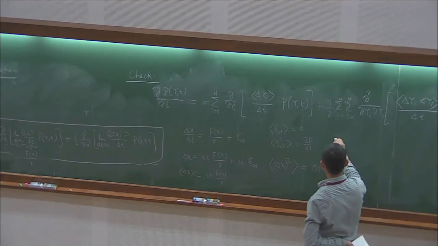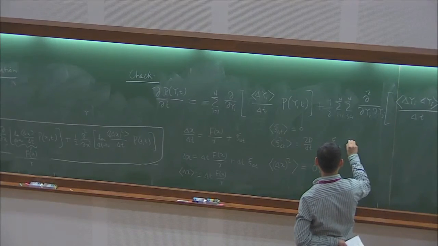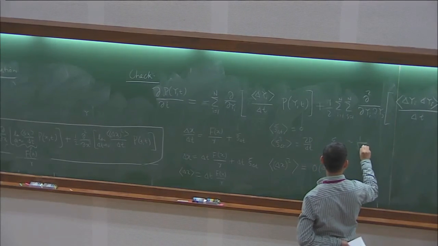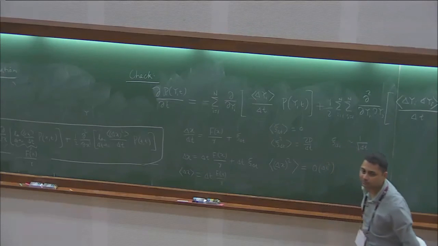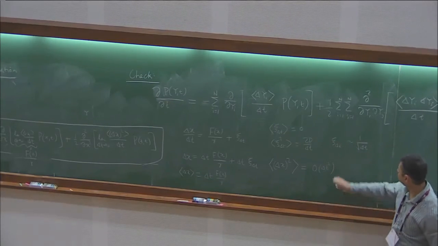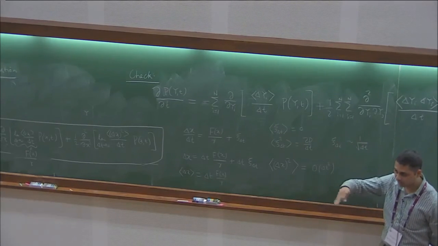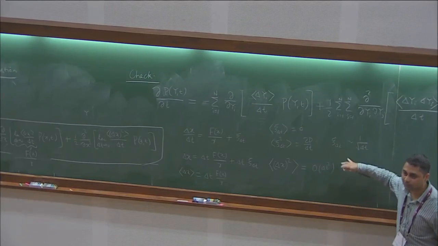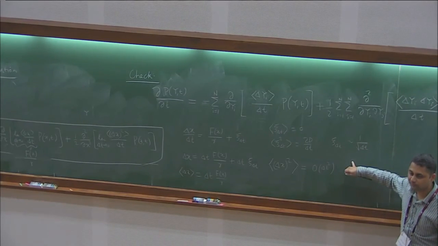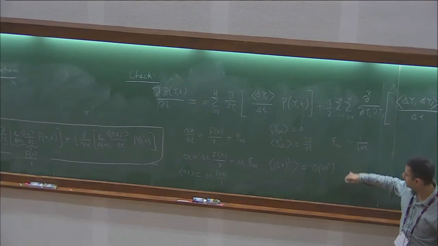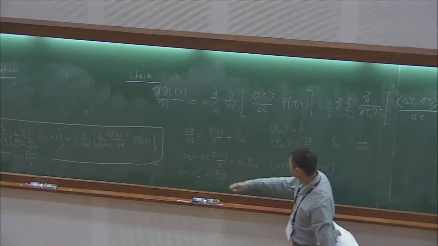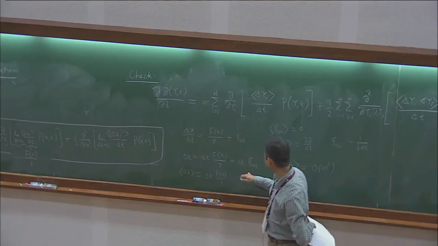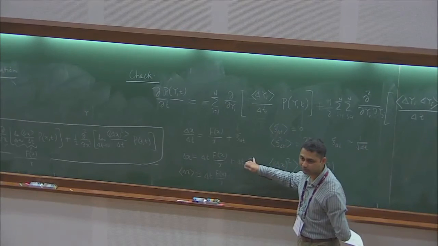So it says that it goes like 1 over square root of delta t, right? On the average it is 0, but if you look at the fluctuation, it will be of order 1 by square root of delta t, right? But anyway, when you take the cross term and take the average, the average of the noise is 0, so you don't have to worry.